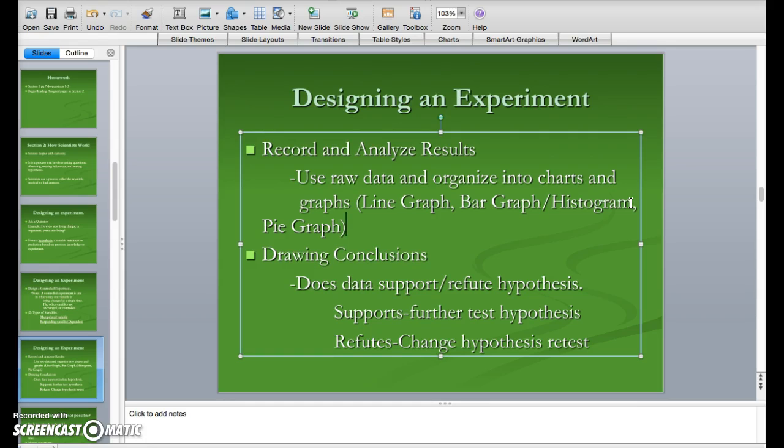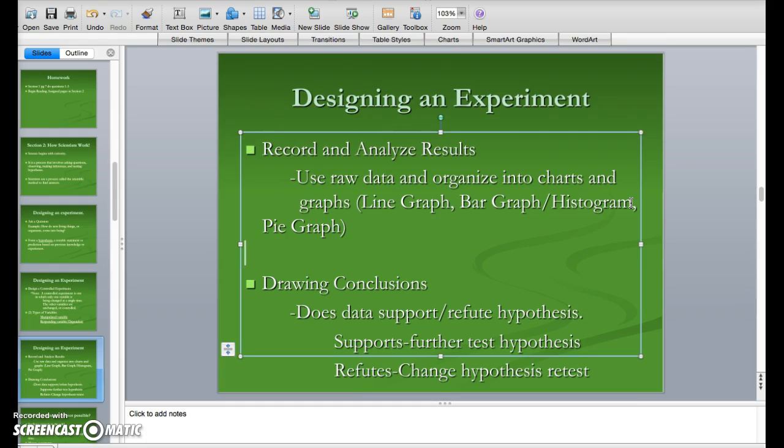Also, when you record and analyze data, here is where you're also going to want to do statistical or mathematical calculations. And those statistical or mathematical calculations are going to help you further support or reject the data. The data itself is going to be your story for when you're drawing up your conclusions.